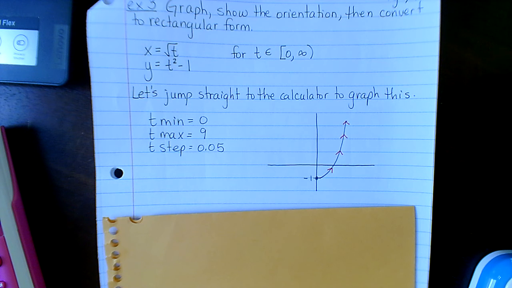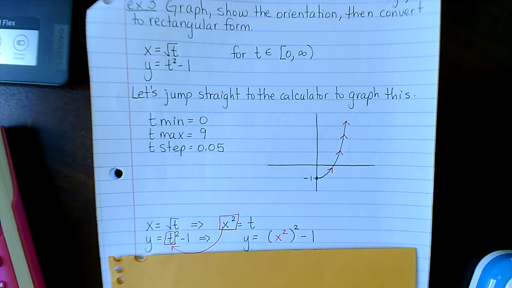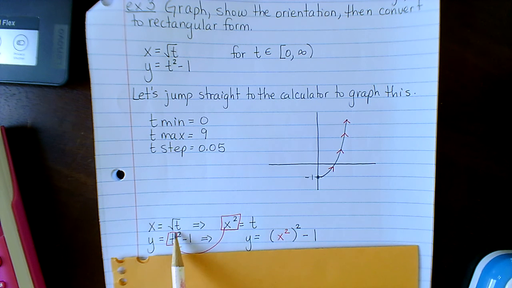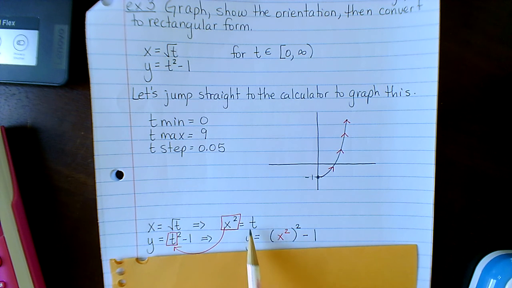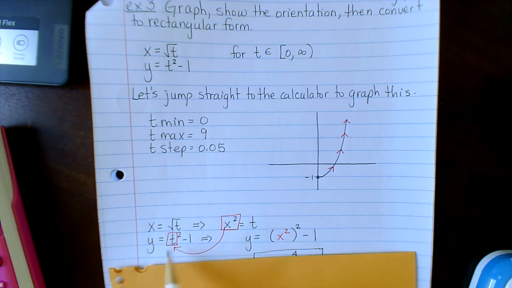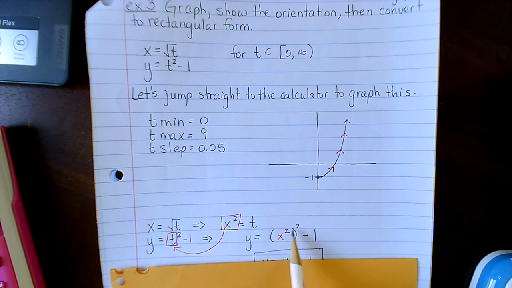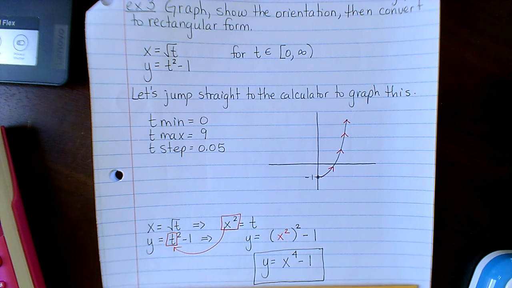Converting this to rectangular form, we're going to use a substitution. So if x is equal to the square root of t, then if I square both sides, I get x squared equals t. I did that because then I can substitute this value of t. So I substitute that x squared in for t, and I get x squared squared, because that was a t squared, minus 1. So I get y equals x to the 4th minus 1 as the rectangular form.